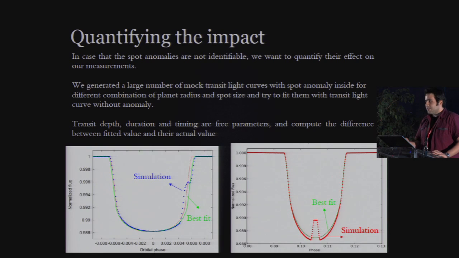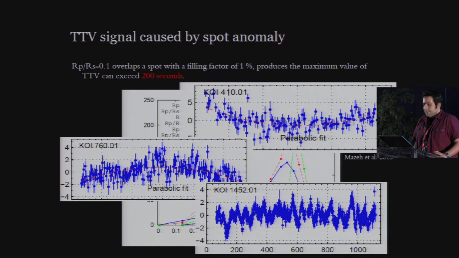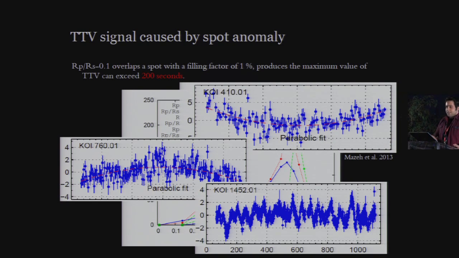In order to do that, we generated a large number of mock observations using our code by including those anomalies, and then we tried to fit a transit model to them to see how much those anomalies affect our estimation. We let the transit depth, the transit duration, and also the mid-transit time be our free parameters to fit. The first interesting result we found is that those anomalies can induce TTV signals, which in some cases can be on the order of 200 seconds. This 200 seconds is at the level of the amplitude of several TTV candidates of Kepler.